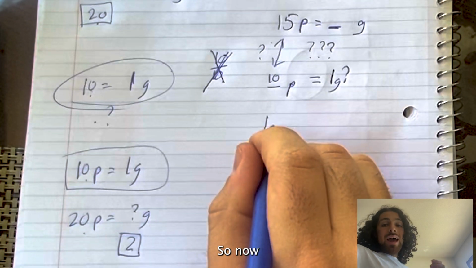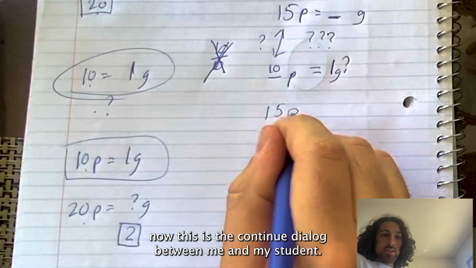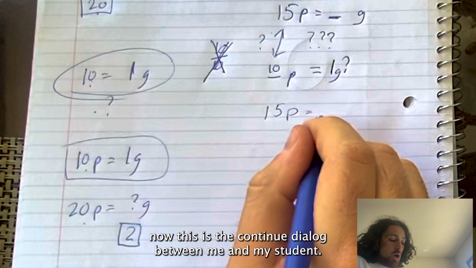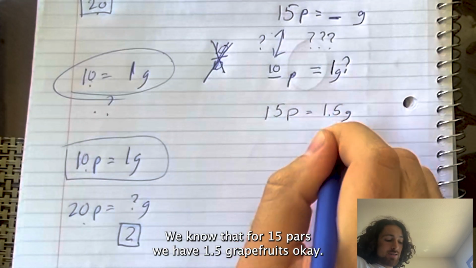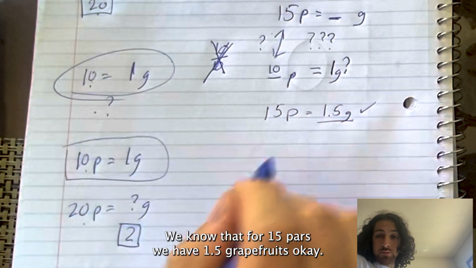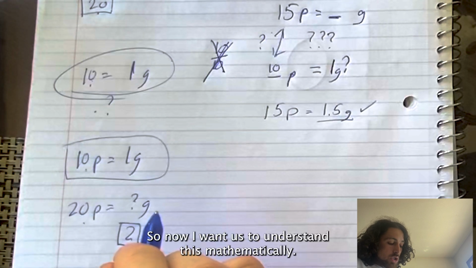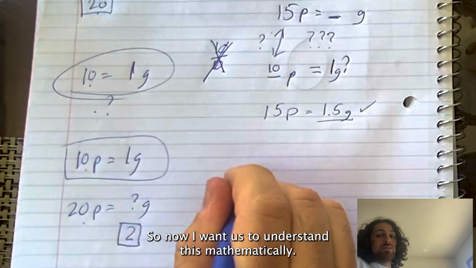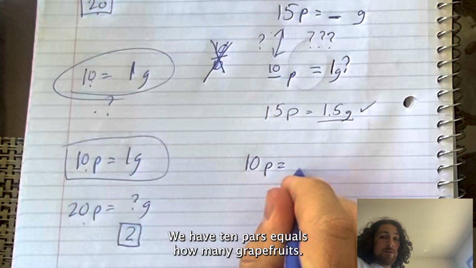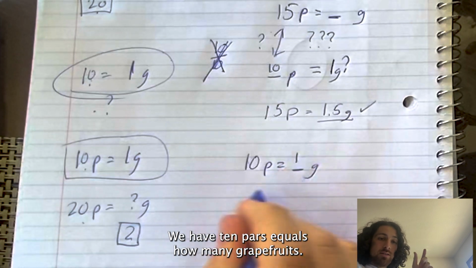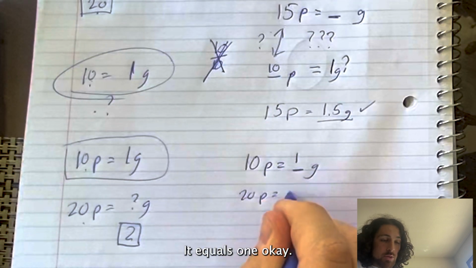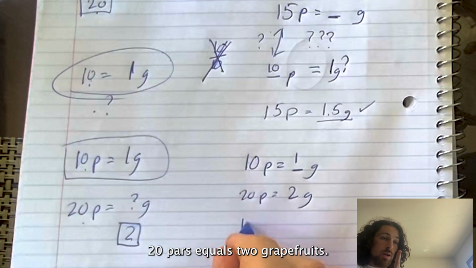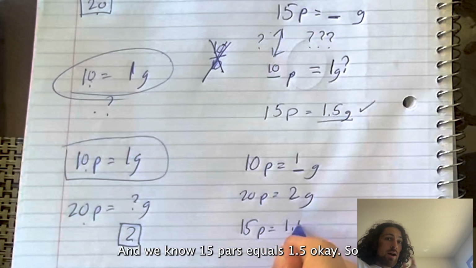Okay, so now this is the continued dialogue between me and my student. We know that for 15 pears, we have 1.5 grapefruits. Okay, good. So now I want us to understand this mathematically. So now I would write this on the paper. Okay, we have 10 pears equals how many grapefruits? It equals 1. Okay, 20 pears equals 2 grapefruits. And we know 15 pears equals 1.5.